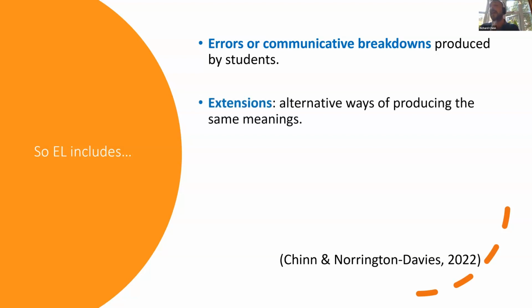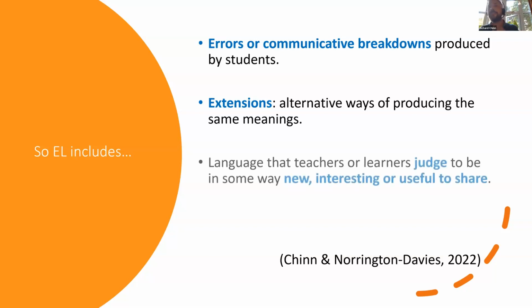It could also be extensions. So providing the learners with alternative ways of saying the same thing. So if you've got intermediate learners that have fallen onto a plateau where they're not really progressing much, we might listen to what they're saying and provide them with other ways of encoding the same meaning in order to push them on developmentally. That can be emergent language as well, that kind of exploration of other possibilities of language.